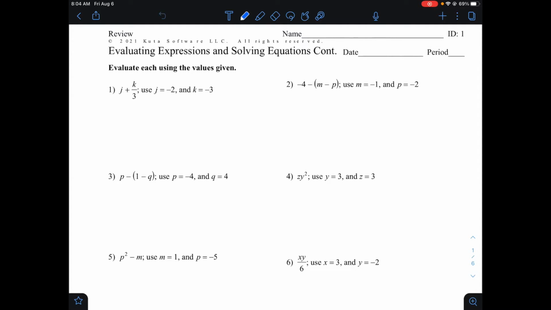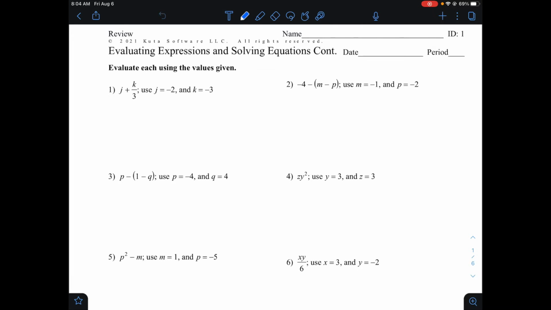Everyone. So in this video, we are going to go over evaluating expressions and solving equations. One thing I want to emphasize for this video is make sure that you are using your calculator for this and that you know how to properly plug these values into your calculator. I want to make sure that everyone feels comfortable with it, knows how to plug in fractions and use parentheses and things of that nature.